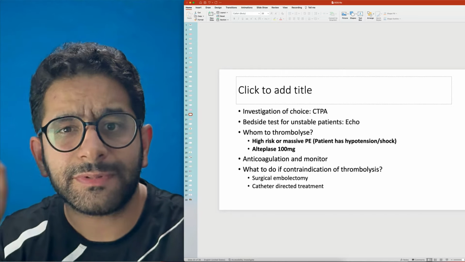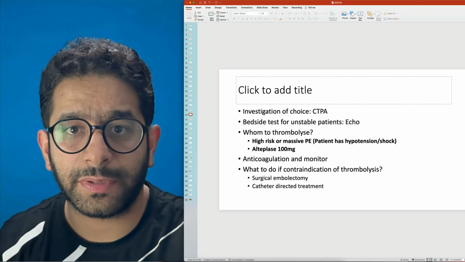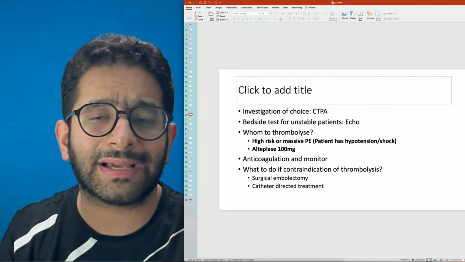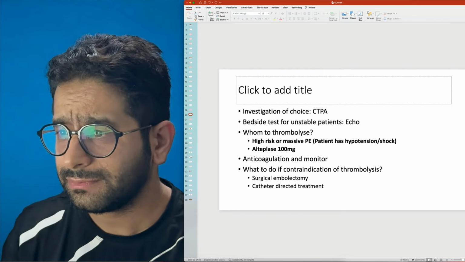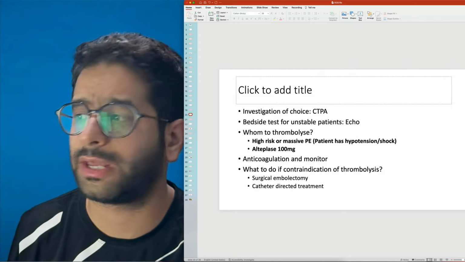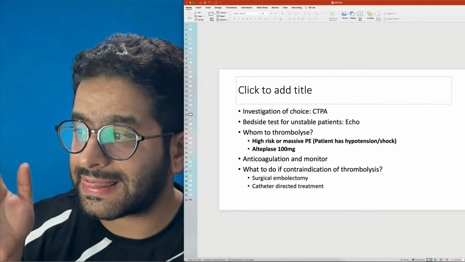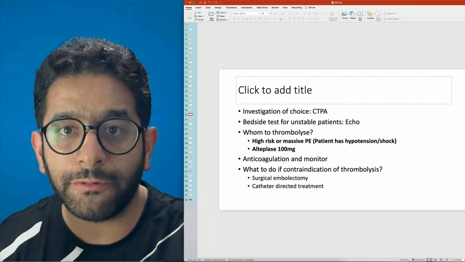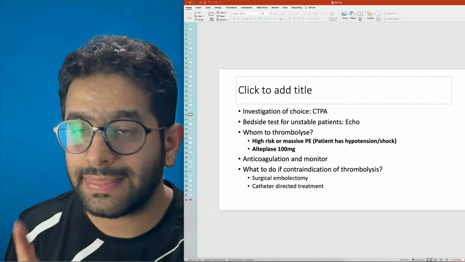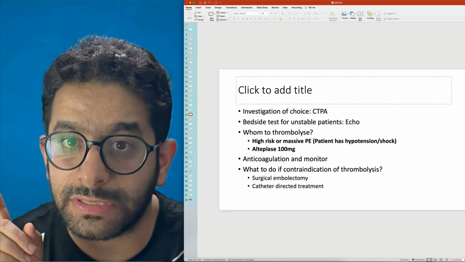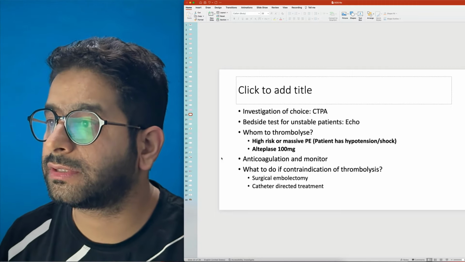But for example, if someone has a past history of CNS bleed, you can never thrombolyze that patient. If somebody has had a recent head surgery, CNS surgery, you cannot thrombolyze those patients, right? Severe uncontrolled hypertension, you cannot thrombolyze those patients. So you need to know those contraindications of thrombolysis, and then in those cases, what do you do? If you have a patient with pulmonary embolism, the patient has an absolute contraindication of thrombolysis, that's the time you call either your CTVS surgeon for embolectomy or again a cardiologist for catheter-directed thrombolysis.